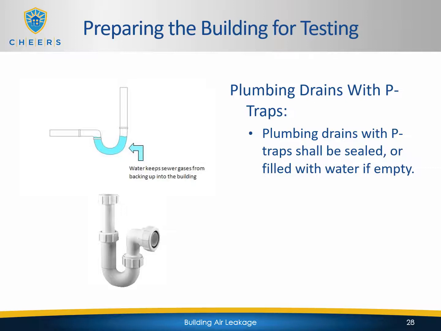The reason this is important is because if you do the blower door and this is not the case, you're going to be sucking sewer gases through those pipes. So it's important that the P-trap is filled or sealed so that you're not going to be bringing contaminants or odors within the house.